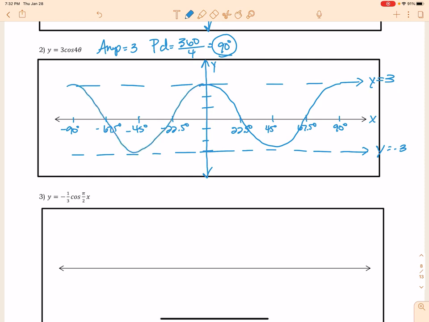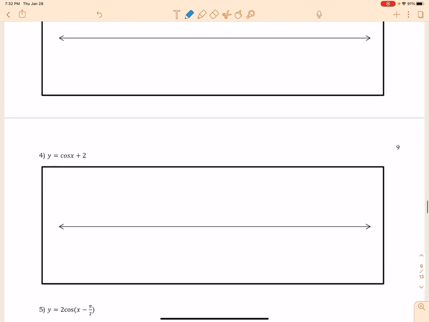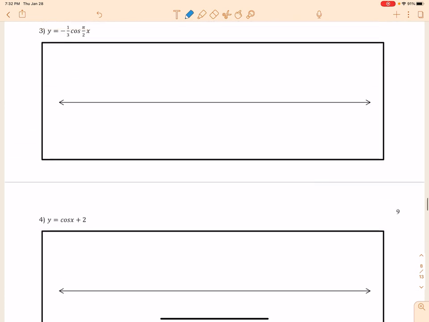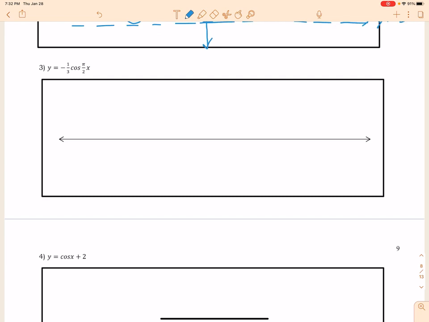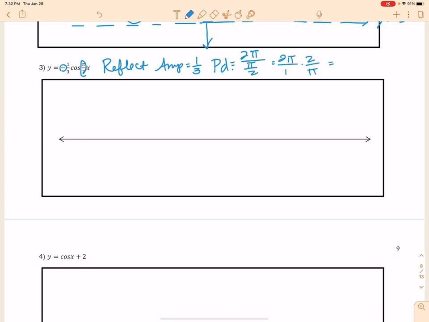Okay, awesome. So now we are moving on to the third example here. So we've got a negative in front. That means we have a reflection. The amplitude is equal to 1/3. Now the cosine of pi over 2, that means the period for cosine, which is 2 pi, is going to be divided by pi over 2. So that means 2 pi over 1 times the reciprocal of the denominator. So that's going to be a period of 4.